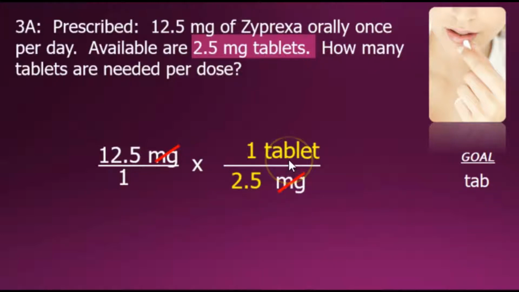We see that the unit remaining is tablets, which is what we need to answer this question. To continue this problem, we'll multiply numerator and denominator values together. Last step, do the indicated division, numerator divided by denominator, for a final answer of 5 tablets, an equivalent form of the prescription that was given in milligrams originally.